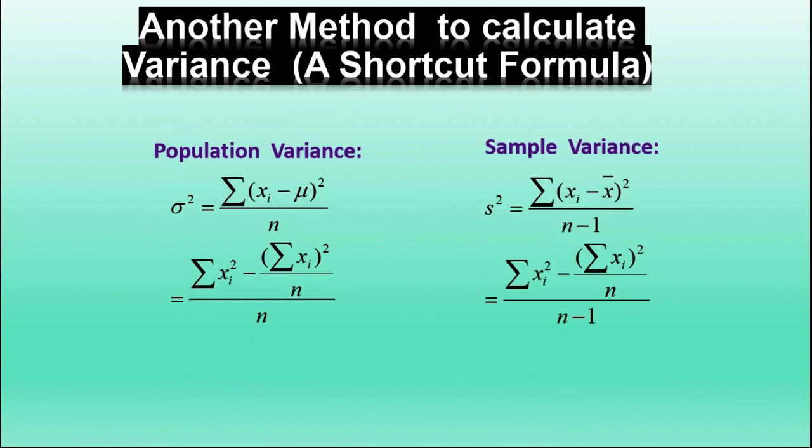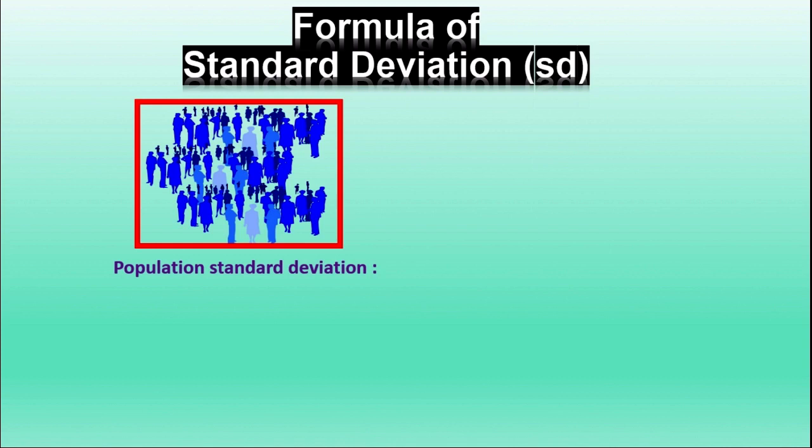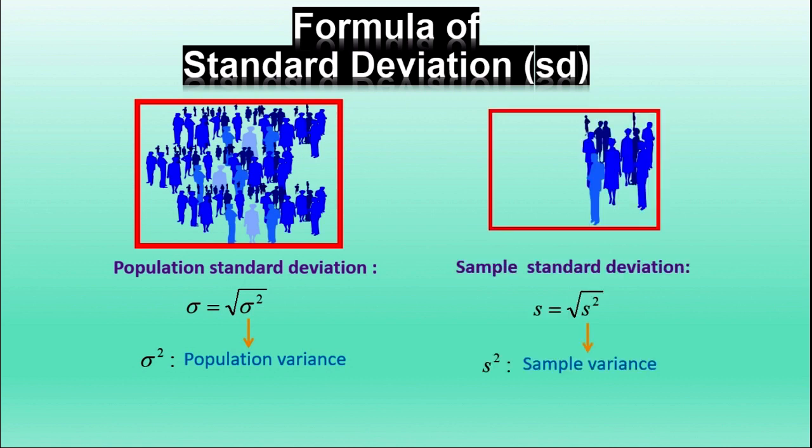Here is another method to calculate variance, which we call a shortcut formula. The same here: for population variance divide by n, and for sample variance divide by n minus 1. The standard deviation is just the square root of the variance. Sigma denotes the population standard deviation, and s denotes the sample standard deviation. Actually, from the notation, you can tell the relationship of variance and standard deviation. The variance equals the standard deviation squared. Conversely, the standard deviation equals the square root of the variance.